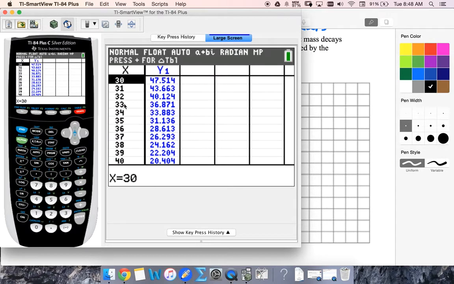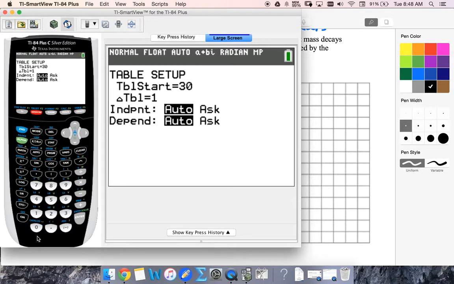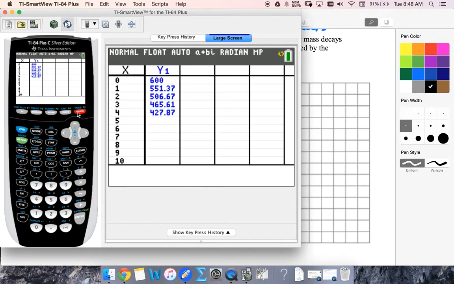So notice my table's at 30, and your table might still be counting by 0.1s from one of our previous examples. So we want to change our table. That's in blue up here, table settings. So I'm going to start my table at 0, and I'm going to go up by 1s. So if yours says 0.1, make it go up by 1s. And now I'm going to come back to the table. And now I have my values.